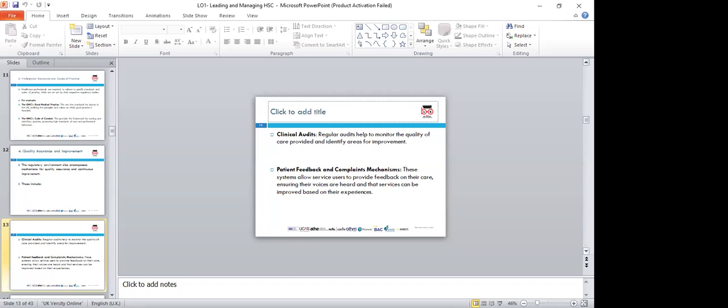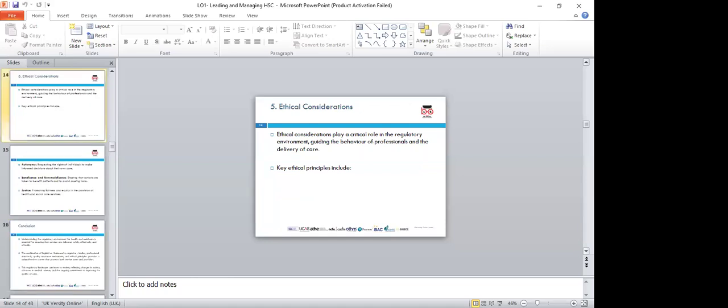Okay. Then we have the patient feedback and complaints mechanism. These systems allow service users to provide feedback on their care, ensuring person-centered care. Yes. Very, very important.